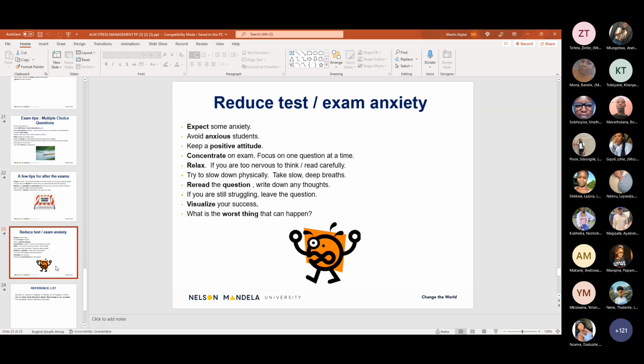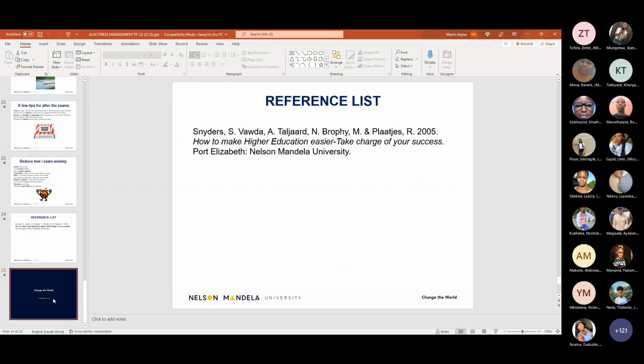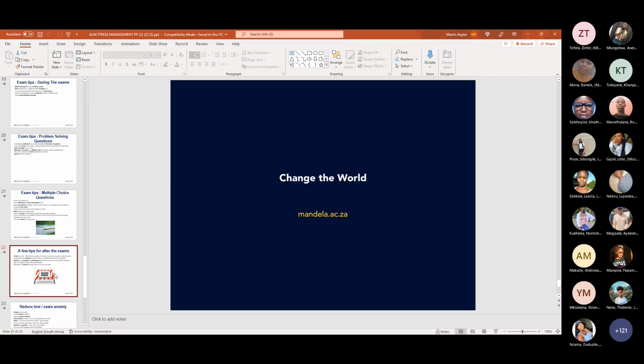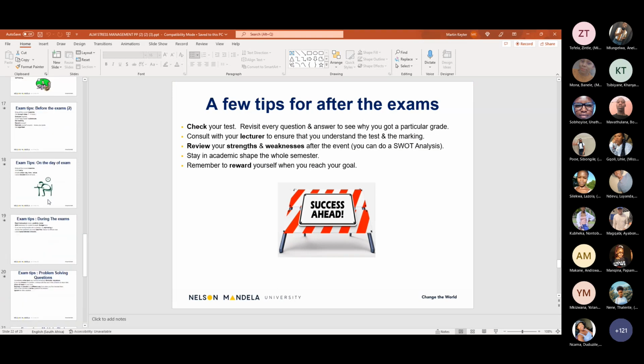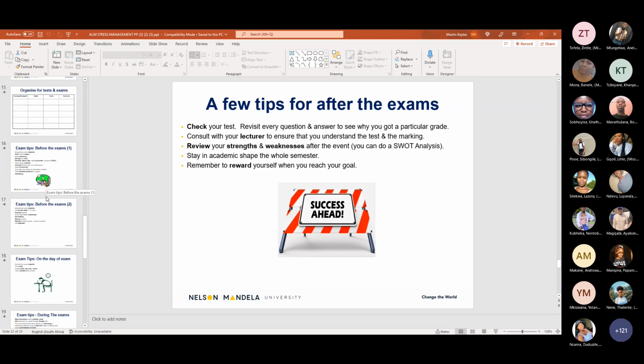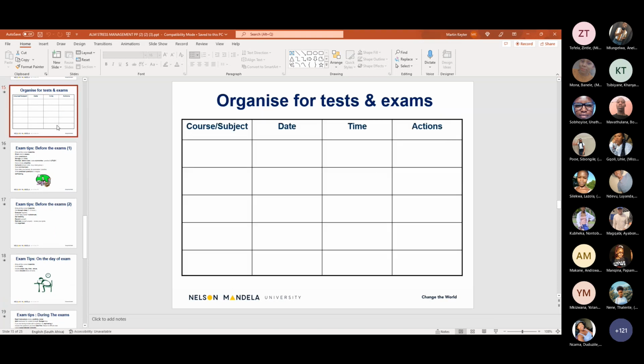And then reduce test and exam anxiety. There are a few aspects that are really a synopsis of aspects that we've covered in this lesson. So I will revisit this, as I said, this final set of slides about exam stress, closer to the end of the semester, or make you aware of it then.